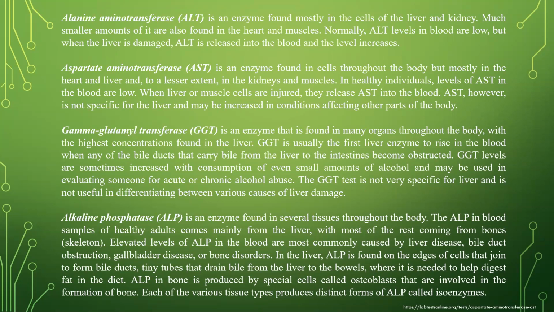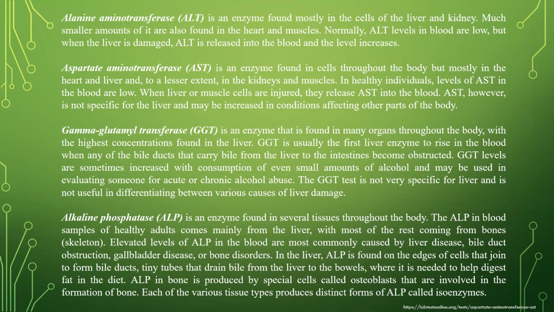In healthy individuals, levels of AST in the blood are low. When liver muscle cells are injured, they release AST into the blood. AST, however, is not specific for the liver and may be increased in conditions affecting other parts of the body. For example, it can be myocardial infarction, acute or chronic kidney failure, or severe trauma with damage of the big groups of muscles.